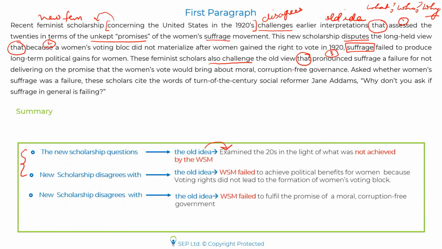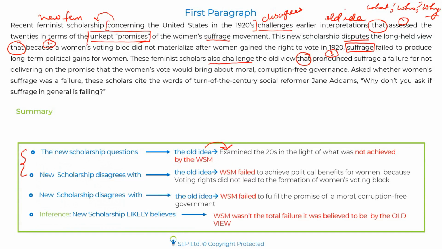That the women's suffrage movement failed to fulfill the promise. So basically, if you remember, the new scholarship does not believe that the promises were not kept. So if I sum up these three sentences, what I get is that new scholarship likely believes that WSM wasn't the total failure that it was believed to be by the old view. All right. From here till here, I have now summarized the whole thing.